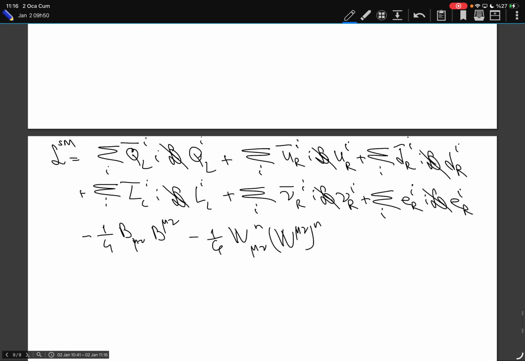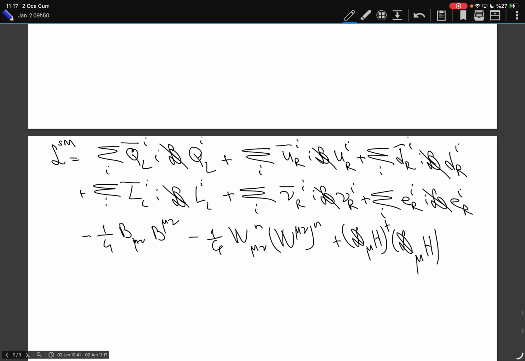I'm adding a new field H, so I need to add the corresponding kinetic term, which will be plus, let me write it in this way, del mu H dagger del mu H. This is the kinetic term.